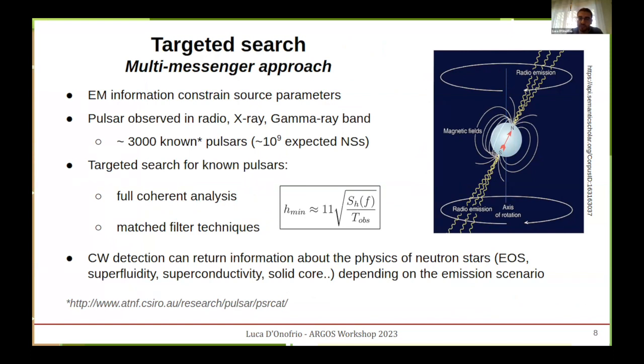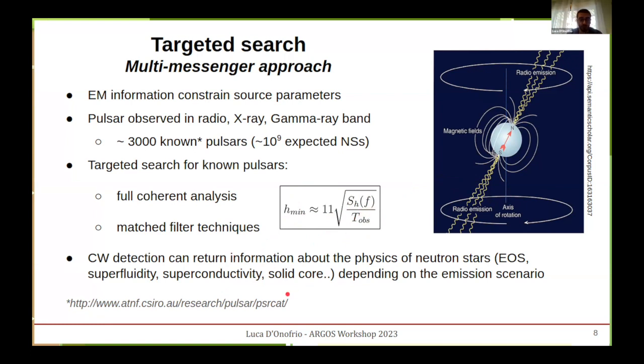The targeted searches are the most sensitive analyses that we can perform, because since we know the source parameters, we also know the shape of the signal, and so we can integrate the signal over time in this way, using fully coherent methods that maximize our sensitivity. And in this box, there is the expression for the minimum detectable amplitude for our detectors, that is proportional to the sensitivity. This is the amplitude spectral density, a function of the frequency, divided by the square root of the observation time.